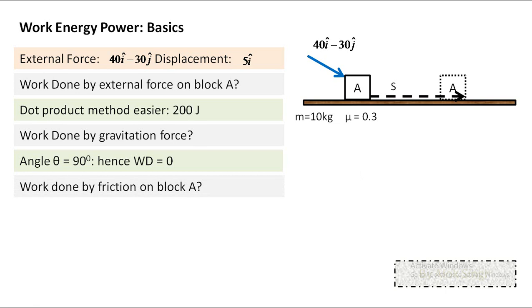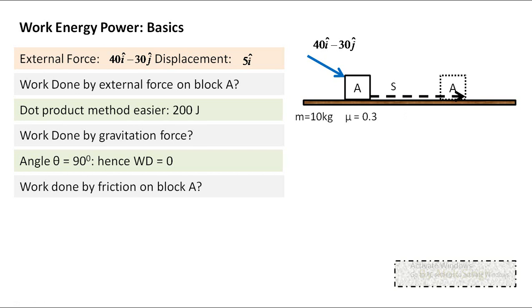What will be work done by friction on block A? So we need to find two things: direction of friction force and magnitude of friction force. Direction is pretty easy. Since the block moves towards right, the friction force acting would be kinetic friction, opposite to the direction of relative motion, which is towards left. So friction force acting on block A will be towards left.